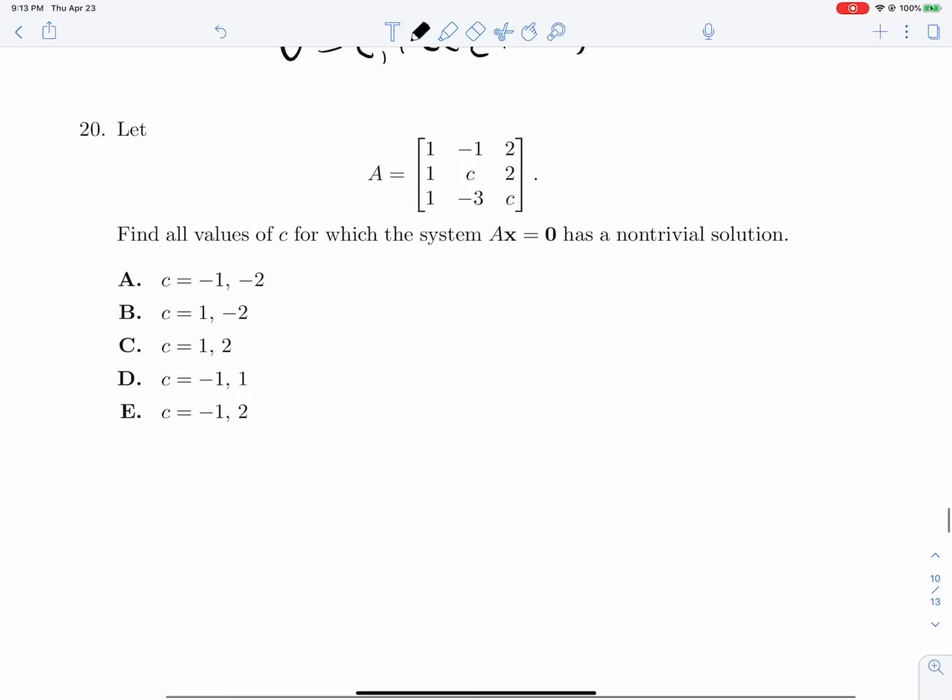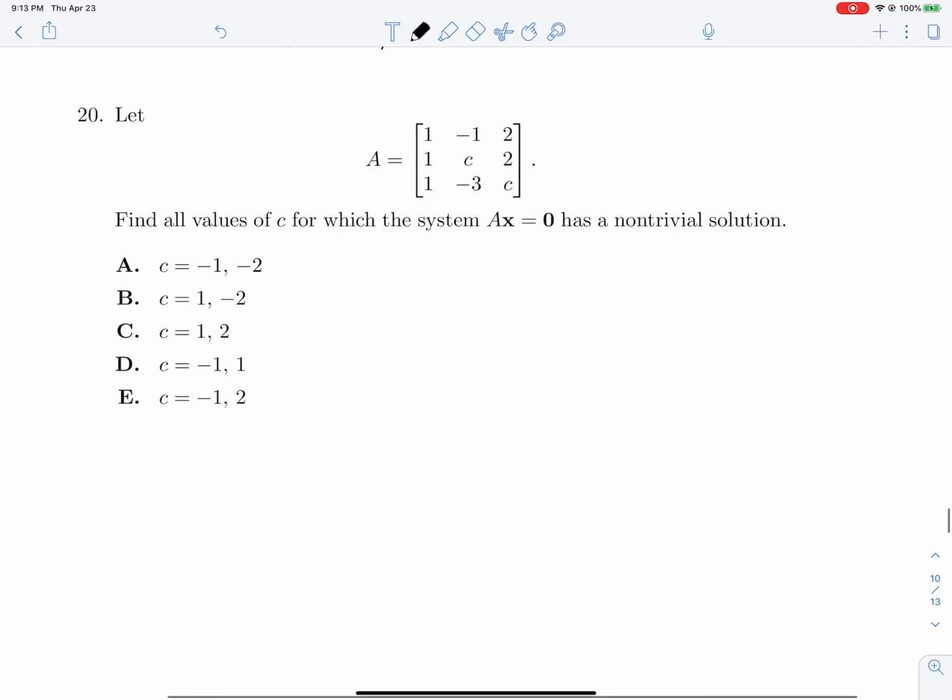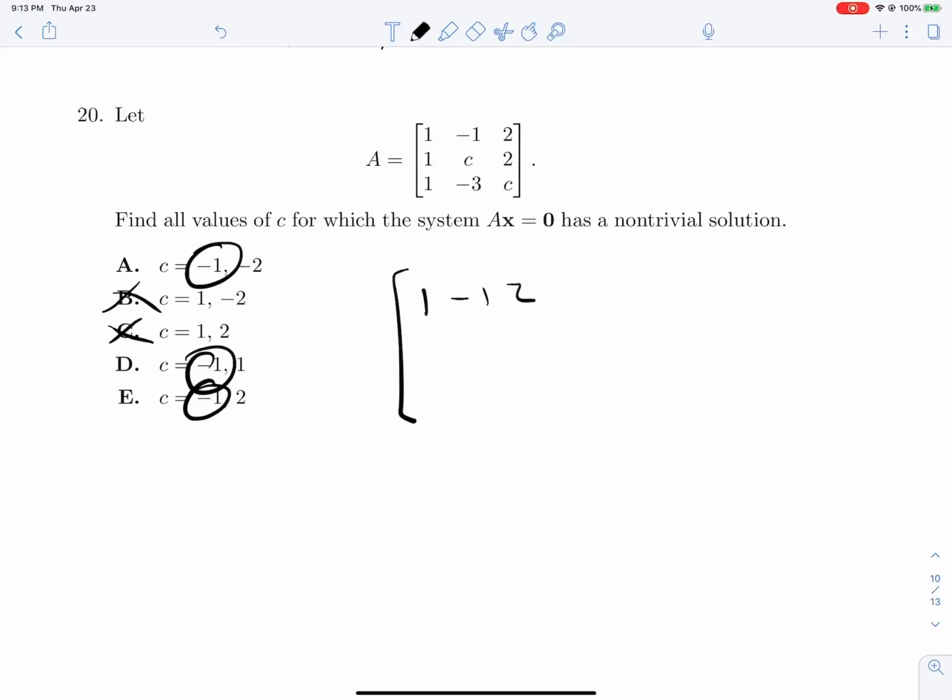We can see one of these values right off the bat. If C is equal to -1, we can add row 1 to row 2 and subtract row 1 from row 2 and set that entire row equal to 0. So C is equal to -1 is definitely one of our choices there. But now we're going to actually reduce this matrix a little bit, 1, -3, C, to see what else is going on here.